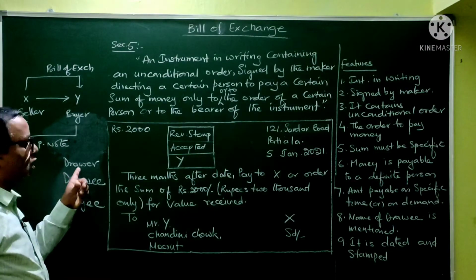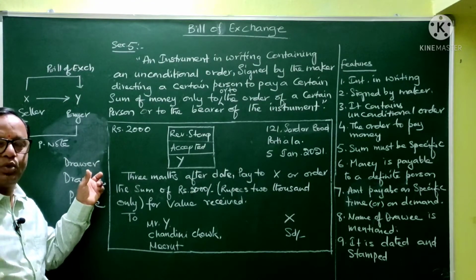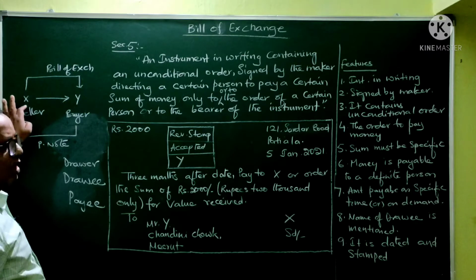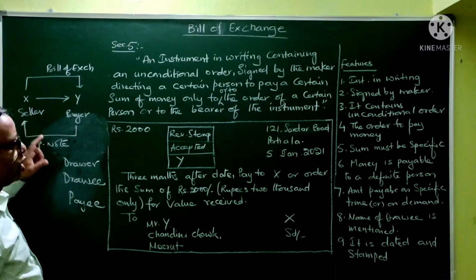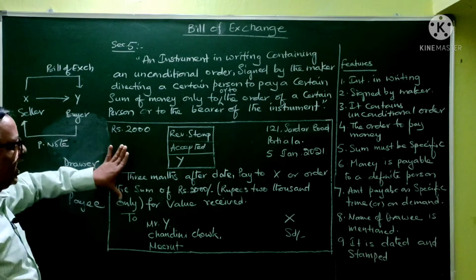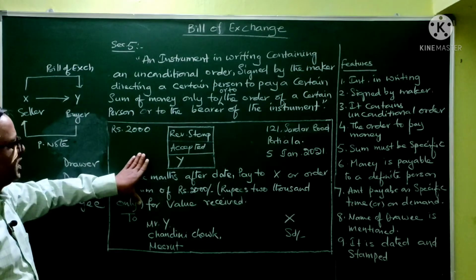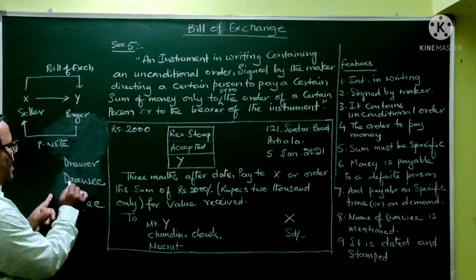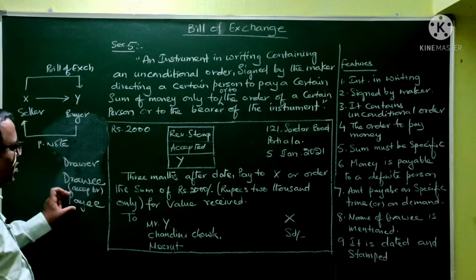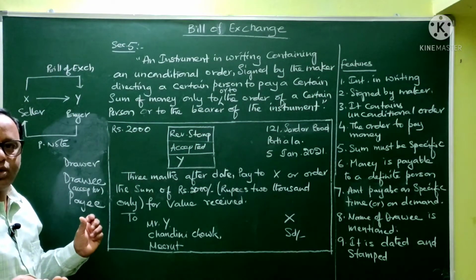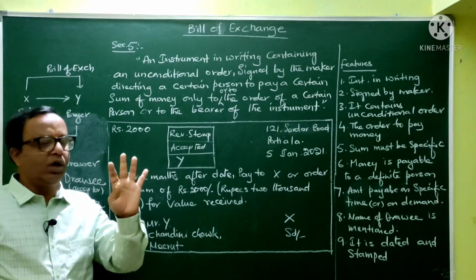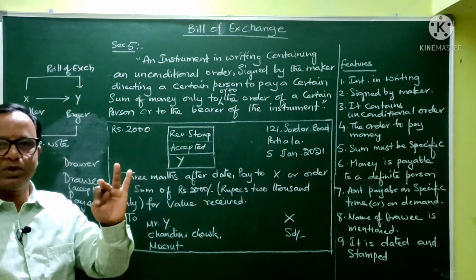Who are these? Drawer is the person who draws the instrument, who writes the instrument. In this example, our seller, the person who is writing this instrument, is the drawer. Whereas drawee is the person who accepts what is written in this instrument. He is called drawee, or we can also call him the acceptor. Then the payee is the person who receives the payment on the due date of this bill. So basically, there are 3 parties to a bill of exchange: drawer, drawee, payee. Drawer is the person who draws the instrument. Drawee is the person who accepts the instrument.